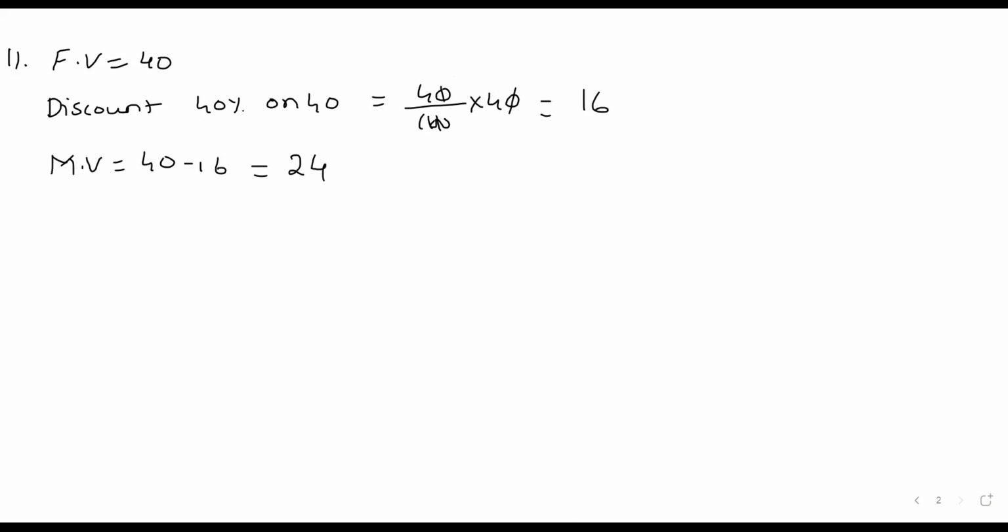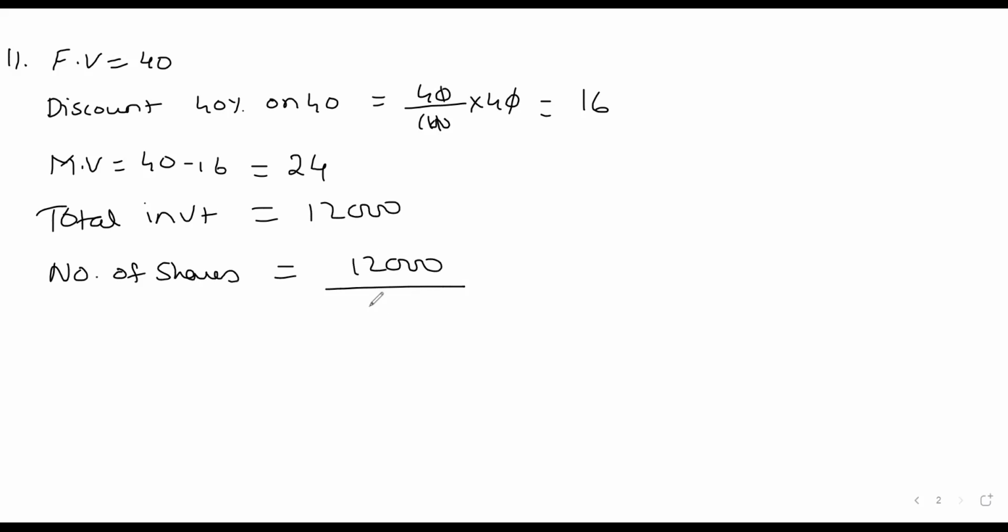And if she invests 12,000 in these shares, she has invested total 12,000. So total investment is 12,000. So number of shares is 12,000 upon 24. So 500 shares.